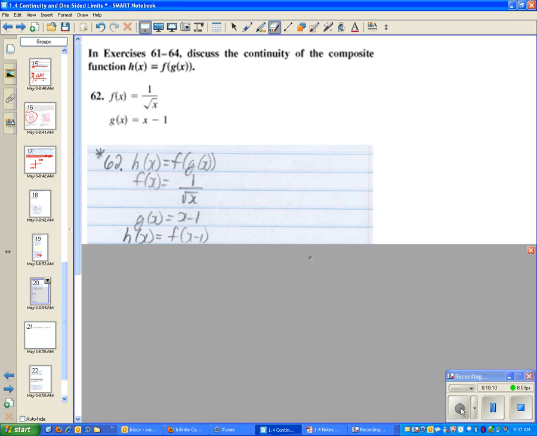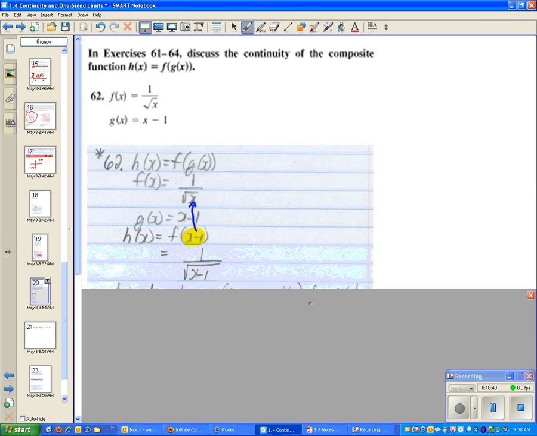Well, if f of x is 1 over the square root of x, remember how this works? We talked about this the other day. F of, and then whatever's in the parentheses, replaces the x, doesn't it? So that'll be 1 over the square root of x minus 1. If I was finding f of Lucas, it would be 1 over the square root of Lucas, right? I'm finding f of x minus 1, so it's 1 over the square root of x minus 1.